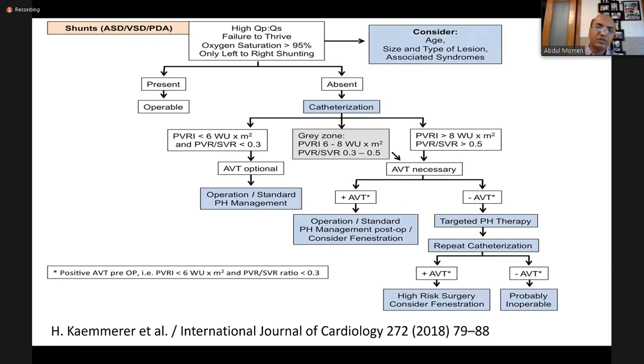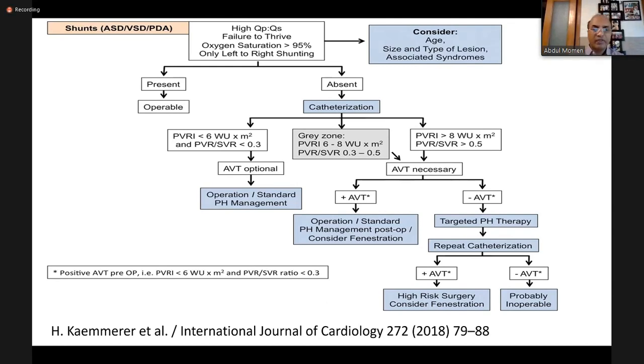If it is the gray zone, 6 to 8. But in the new guideline it is changed: less than 3, 3 to 5, more than 5. But here, in the previous guideline and International Journal of Cardiology, the recommendation is less than 6. If PVR is less than 6, it is operable. 6 to 8 is the gray zone. If it is more than 8, acute vasodilator testing should be necessary.